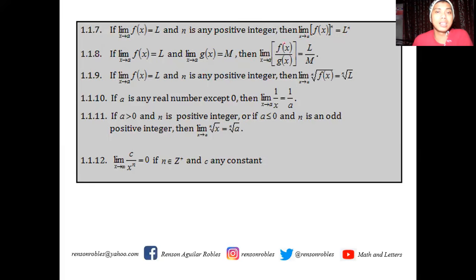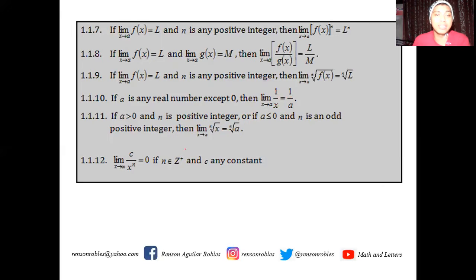And this is the limit of f of x over g of x as x approaches a is equal to L over m. And for any n positive integer, the limit of the nth root of f of x as x approaches a is equal to the nth root of L. And for any real number a except 0, the limit of 1 over x as x approaches a is equal to 1 over a.